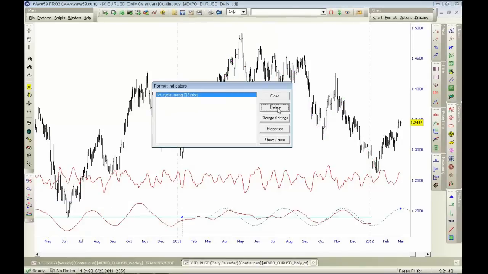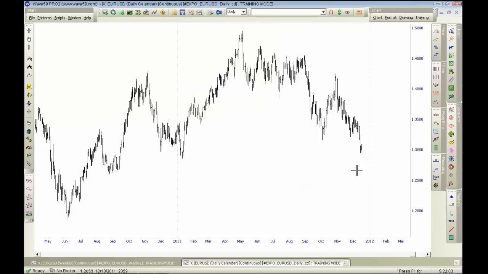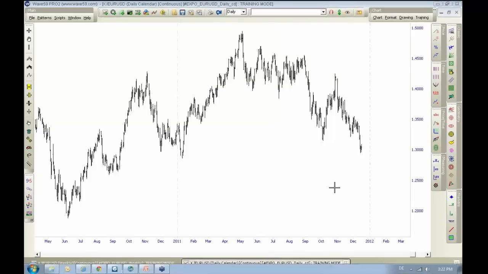Let's just wait a moment until this shows up, and I will just align this. Okay, let's start with the cycles. I just have to set up this chart now.